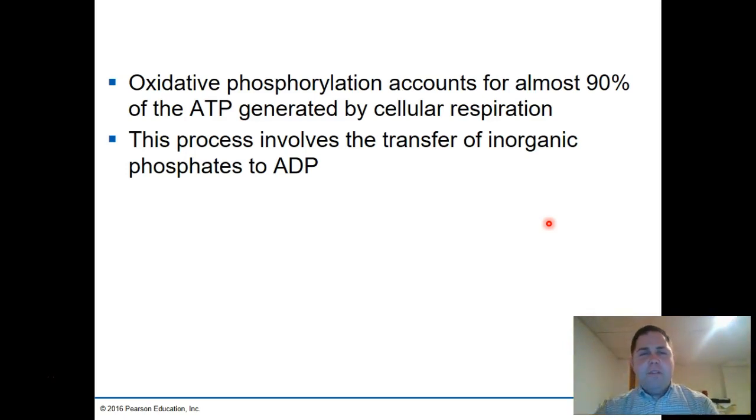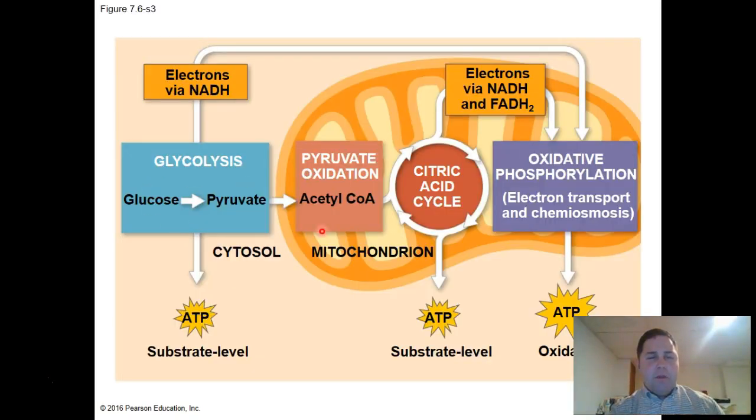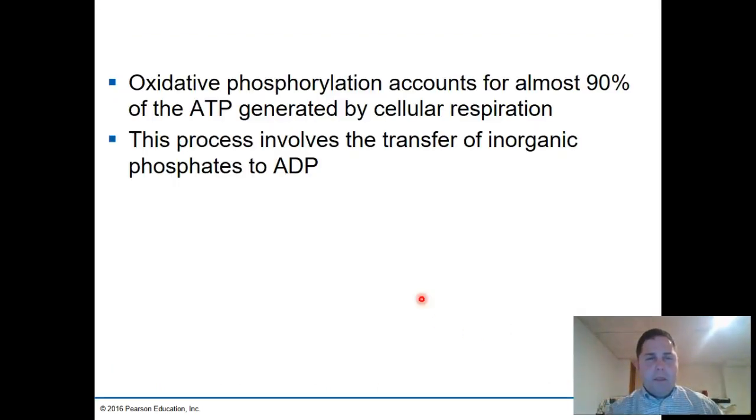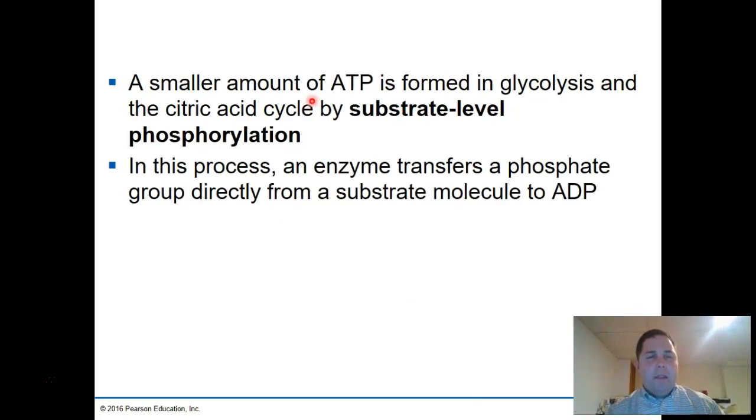When we get to that oxidative phosphorylation, that will make about 90% of the ATP that we need. And so realize that these processes before don't actually make a whole lot of ATP. And all the ATP that they make are substrate level ATP instead of oxidative ATP. So oxidative phosphorylation is going to happen in that last step. Substrate level phosphorylation is going to occur earlier, and this is where we're going to transfer a phosphate group directly from a substrate to an ADP.